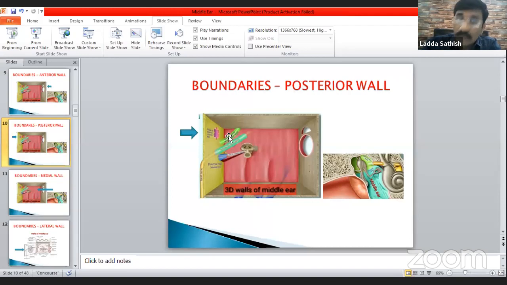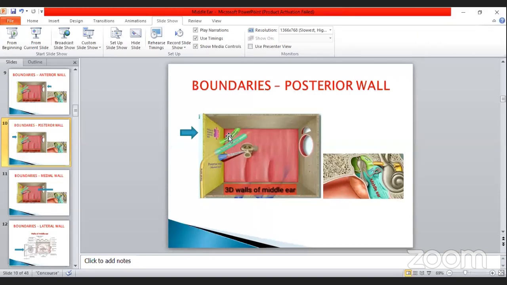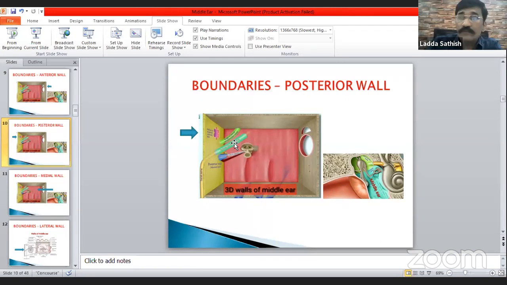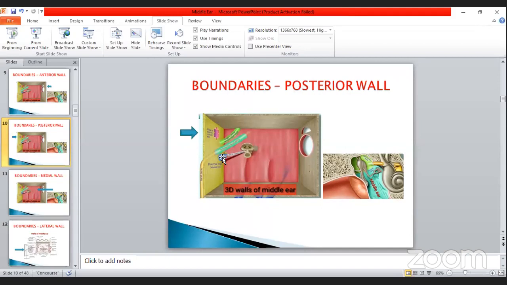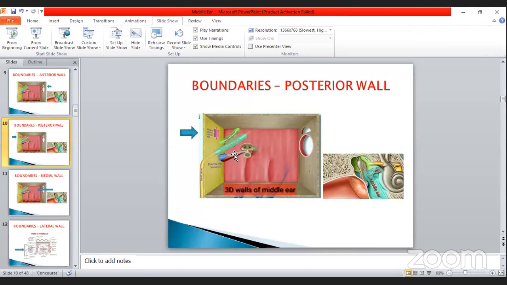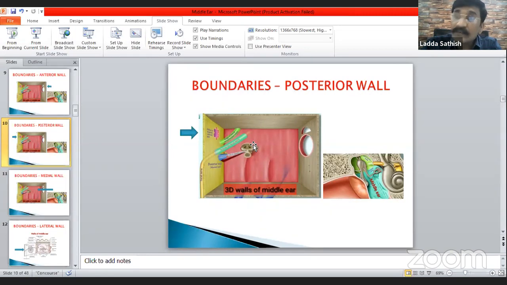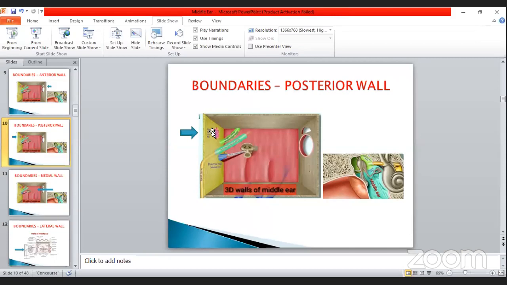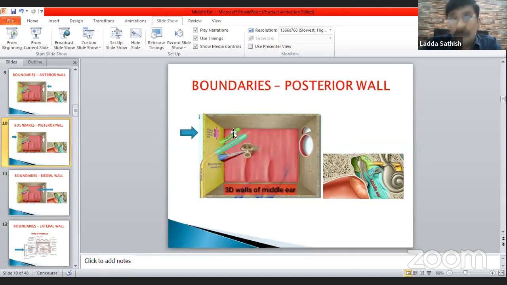Now these are the things. One is a prominence of the semicircular canal. One is a canal for the facial nerve, and the second is a pyramid. And why this pyramid is there, if you are looking carefully, something is there. It is a structure, and this structure is a muscle for the ossicle of the middle ear. We will talk later. So this is about the posterior wall. The posterior wall shows the prominence of the semicircular canal, the facial canal, and the pyramid.